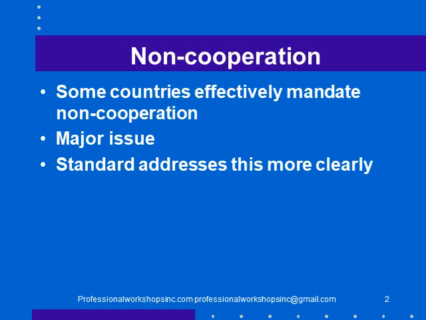Now, the particular problem in group audits is there are some countries that effectively mandate non-cooperation of a subsidiary auditor. So there are some countries and auditors around the world who just won't talk to the parent company auditor, deny them access to the audit file, deny practice inspectors access to the audit file, and it's a problem. So it's a major issue. So one of the main reasons for this change is to get the standard to address this more clearly.